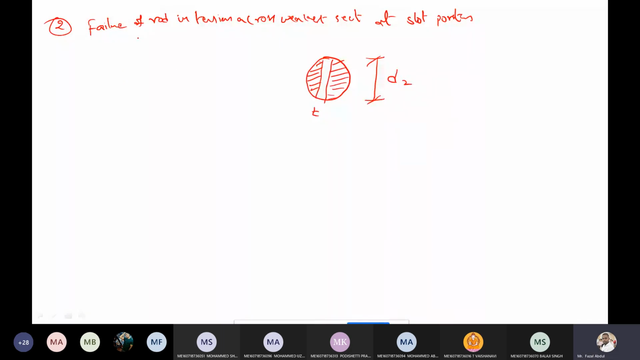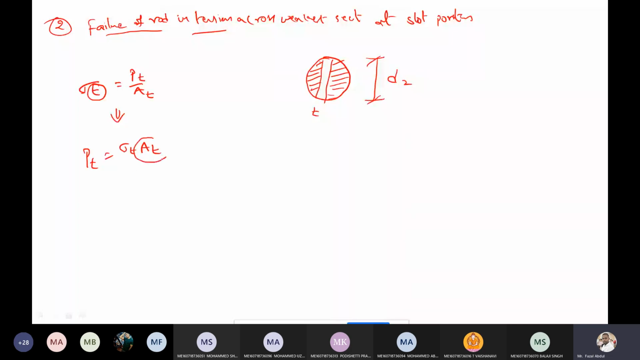Now see here, title: failure of the rod in tension. The rod failure is happening in tension because tensile load is applied. The respective stress is tensile stress. So what is the general equation for stress? Load by area. Because I'm writing T here, here also I'm writing T. Now with this equation, we get Pt equal to sigma t into At.